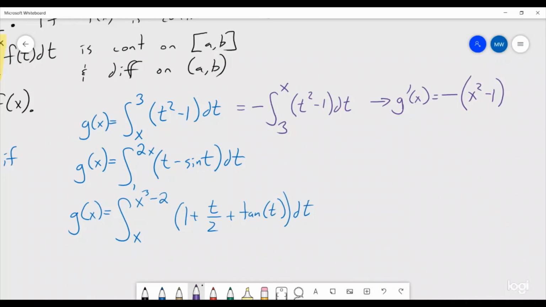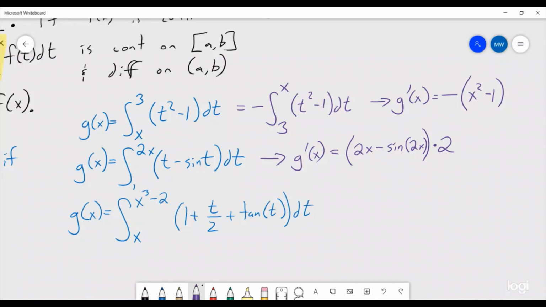Now how about the second one? It's already constant to x, but the x isn't by itself. It's a function of x. Well, this is where we have to use the chain rule. So, chain rule says derivative is going to be function where we replace all of the t's with the top function. So it's going to be 2x minus sine of 2x. And that's what it would be if we just plugged it in, but we have to multiply then by the derivative of that top function, so times 2. So that's what g prime of x is here. Now how about this last one?